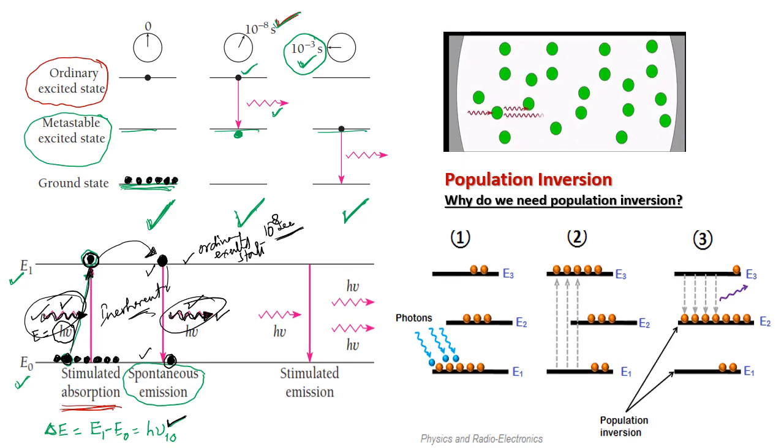The third one is very important, which is basically responsible for the lasing action: stimulated emission. As the name suggests, stimulated means I am stimulating it for the emission of the photon. So the third possibility of transition is stimulated emission, and this possibility was put forward by Einstein in the year 1970.